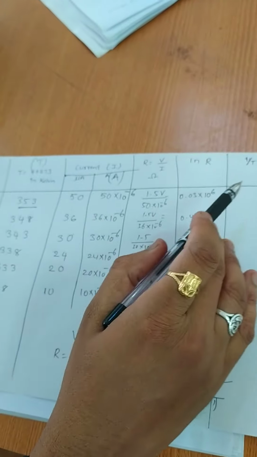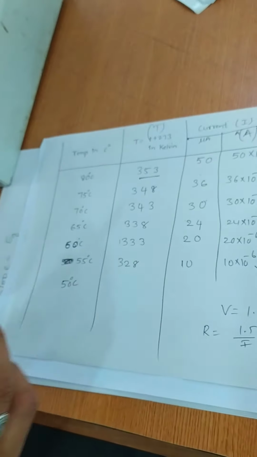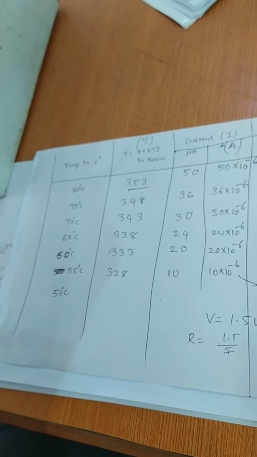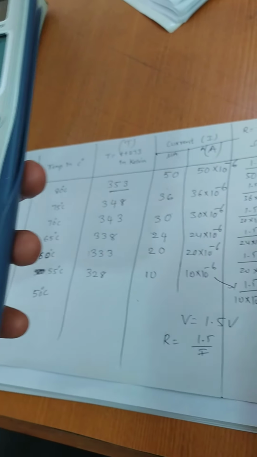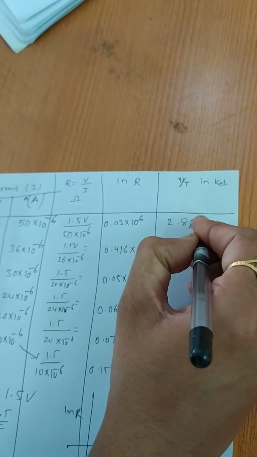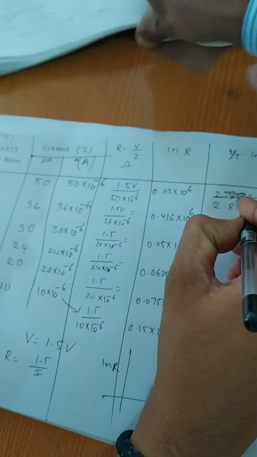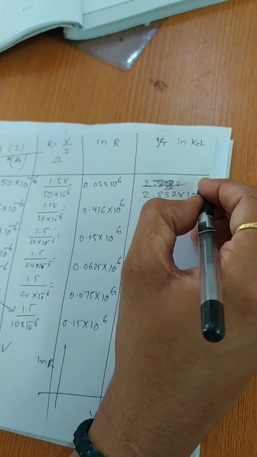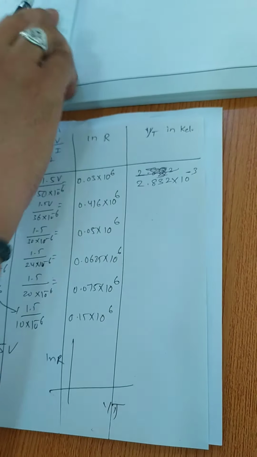Okay, so now we have 1 by T. 1 by T means, this one, T is 353. So the first T is 353, so 1 divided by 353 is 2.832 into 10 to the power of minus 3. Okay, so similarly I will do the values.